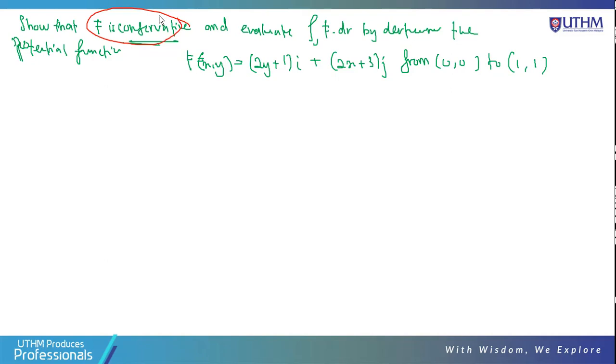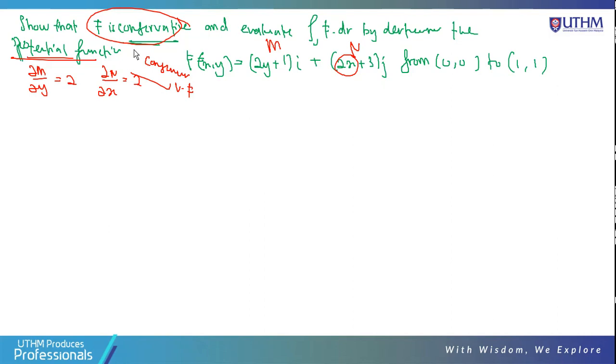So when there is a question about conservative fields, to prove it, this one is just M and N. You take the partial of M with respect to y, and the partial of N with respect to x, and they are equal. So this proves that it is a conservative vector field. Since it is conservative, you need to determine the potential function. So how can we determine the potential function? These are the steps.